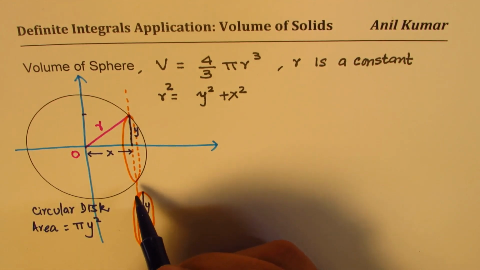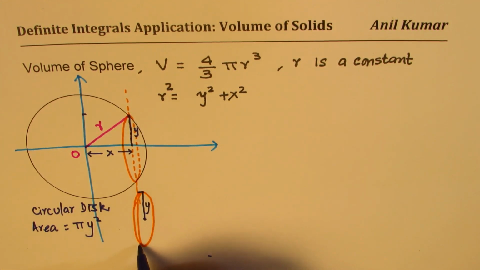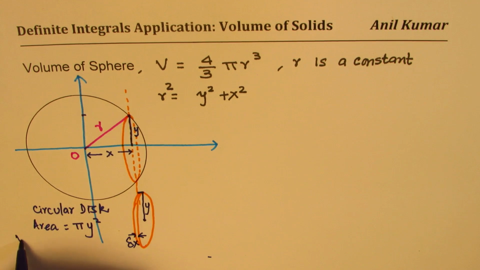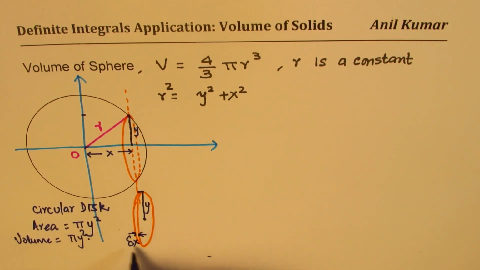Now, if I give some thickness to this, let's say delta x is the thickness of this particular disk. In that case, the volume will be how much? Volume will be equal to pi y square times delta x. Correct? That small thickness gives us the volume of this disk.